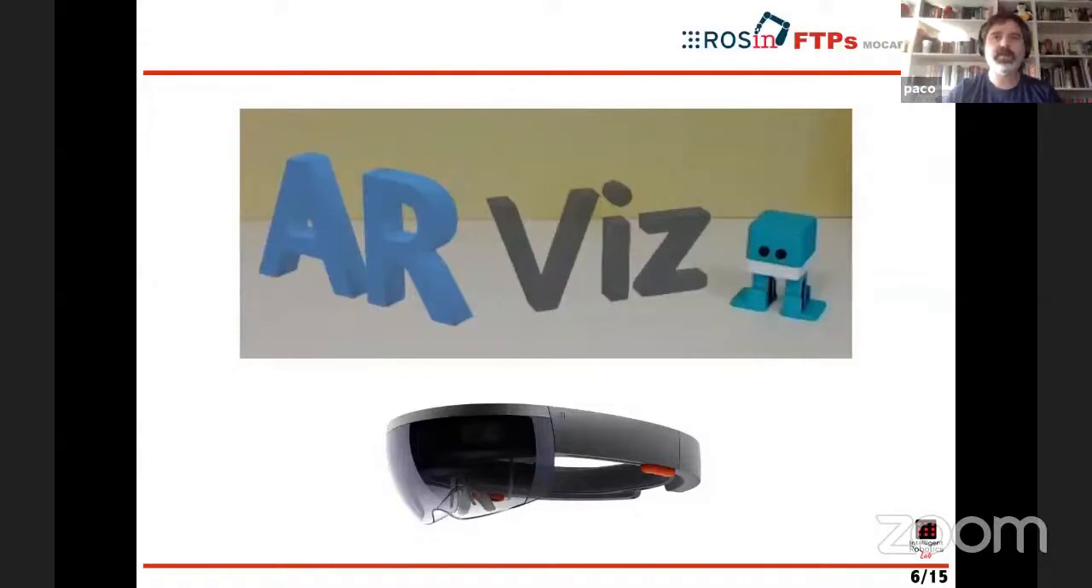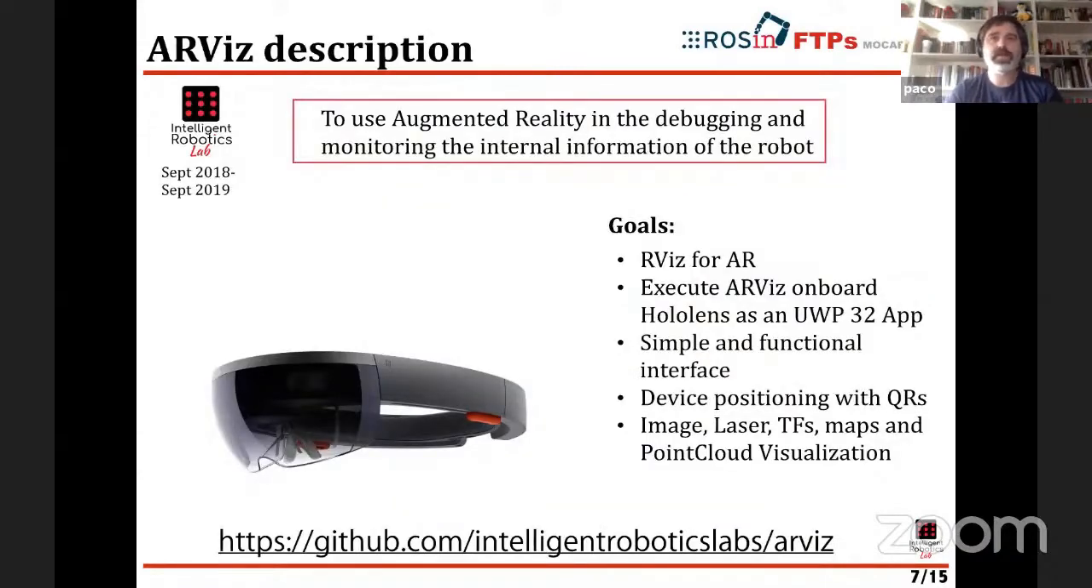Okay, let's start with the description of the ARViz project. The goal of ARViz is to have a visualization tool similar to RViz, but using augmented reality. The main requirements that we set in this project is that it had to run on board the HoloLens. We want to design a simple interface to display maps, laser, images, and TFs, among others.